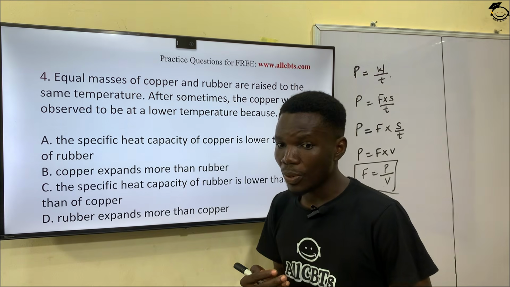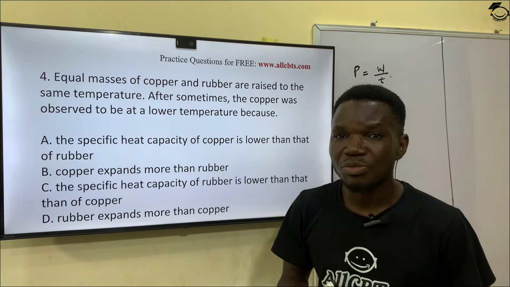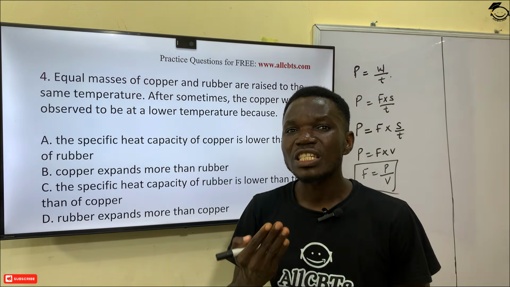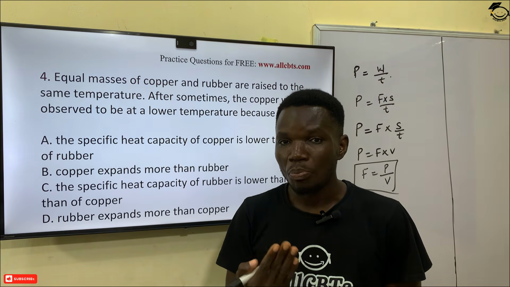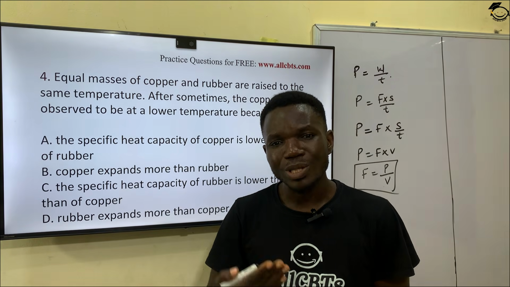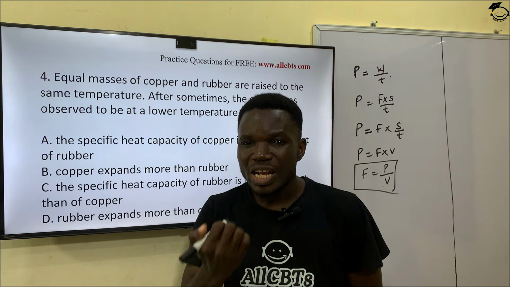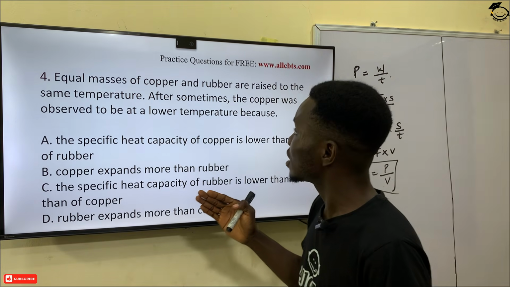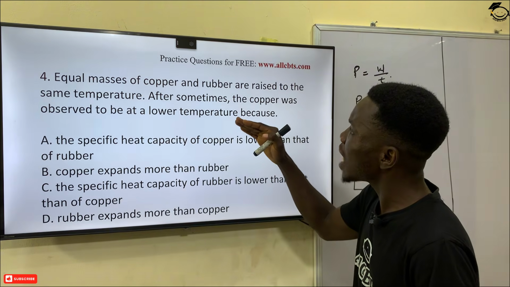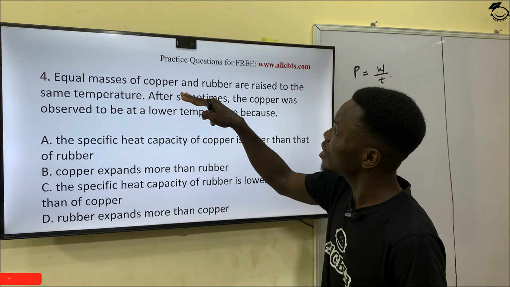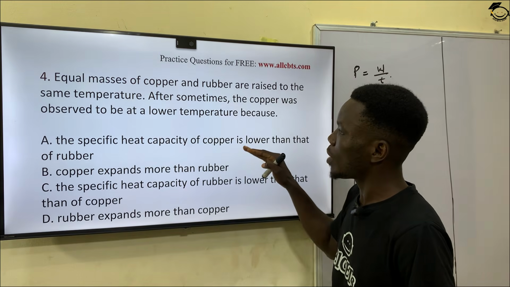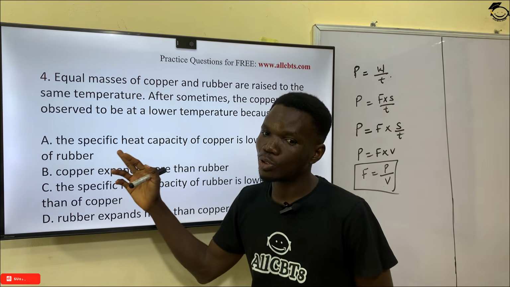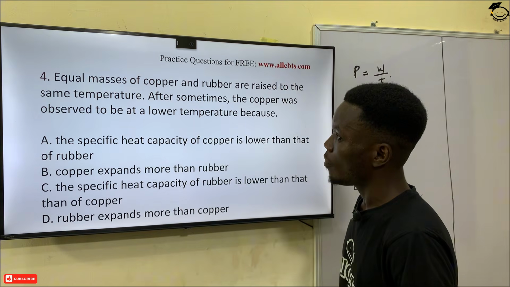Now, when you heat up a substance, the substance increases in temperature based on the specific heat capacity. So substances that have lower specific heat capacity will easily be heated up and they will easily lose their heat compared to substances with higher specific heat capacity. A substance with higher specific heat capacity will retain more of its heat than a substance with lower specific heat capacity. So looking at this, my copper has lower specific heat capacity, hence it is losing heat faster than the rubber. So the correct answer is that the specific heat capacity of copper is lower than that of rubber, which is option A. So that takes us to question number 5.